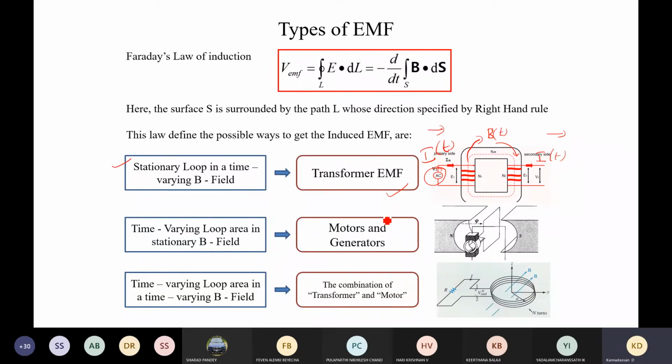And the second idea is the time varying loop. The loop's position or orientation can vary with respect to time, and it can rotate in an axial manner, while we keep the magnetic field stationary. That is the idea behind the motor and generator. We can also have both the loop and the magnetic field time varying, and this is a combination of both transformer and motor.